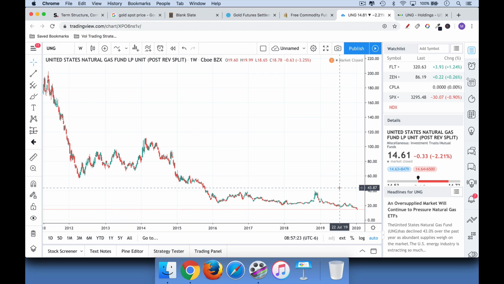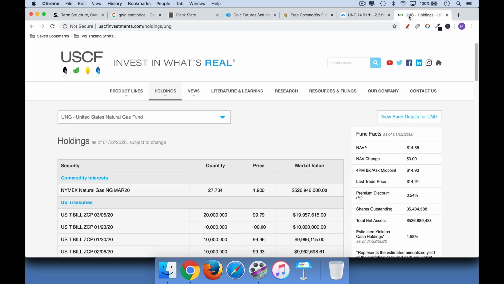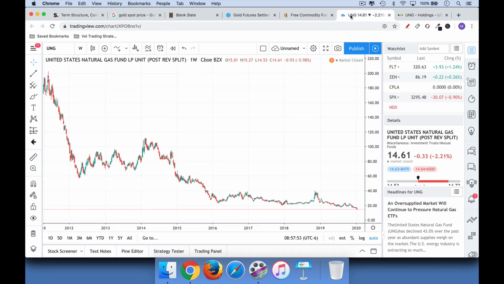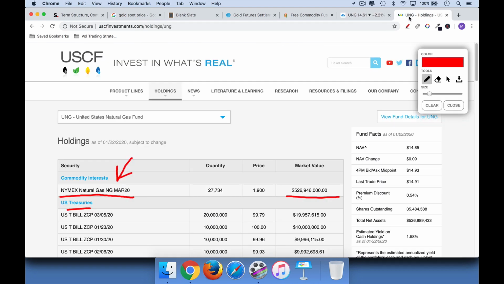But when you look into what you're actually buying, if you go in and look at the holdings of UNG, the main holding is the front month of natural gas. In this case, they have most of the value, $526 million worth, tied up in March natural gas futures. And then the rest they just have in cash and in treasuries, but those are much smaller amounts. But this is basically the holding. So if you buy UNG, you are holding a trust that will always be holding the front month in natural gas.